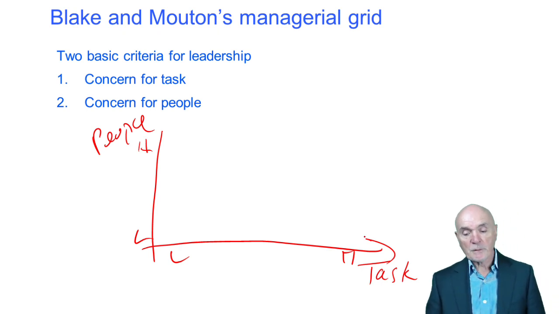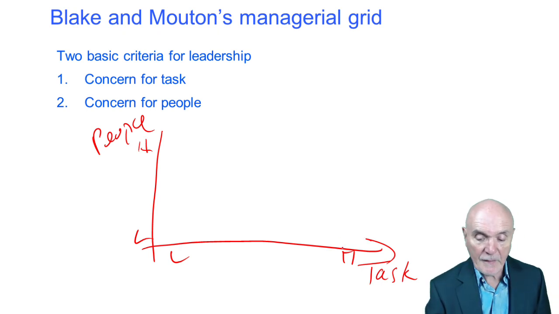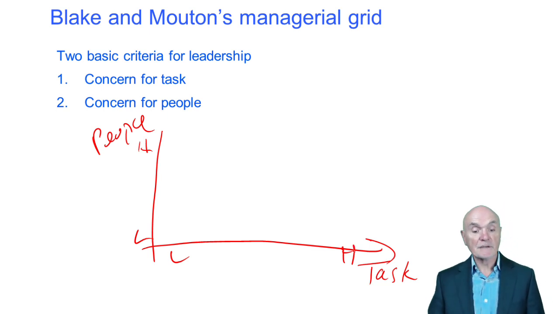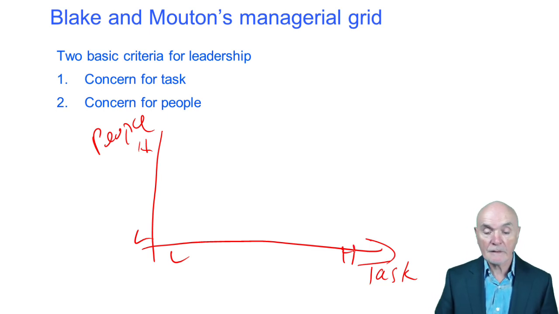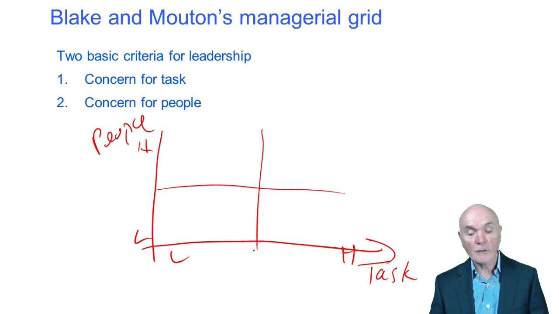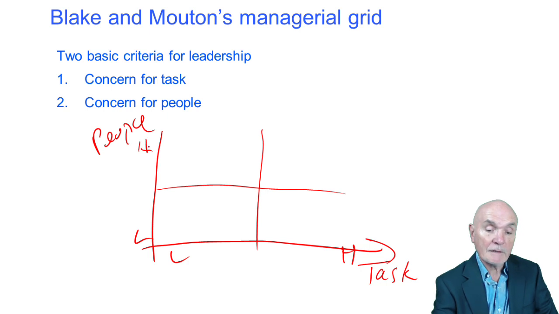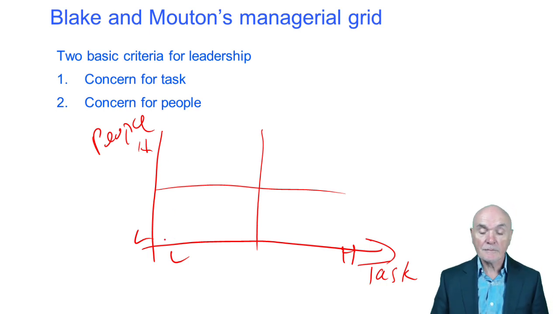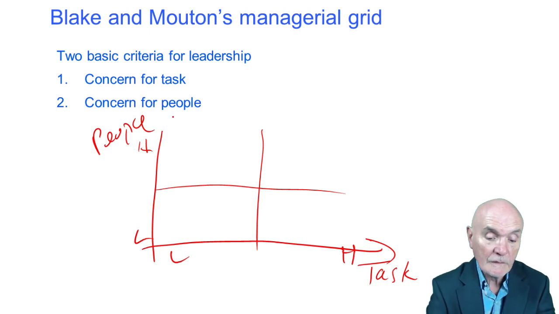It was originally developed as a method of appraising managers to see where they were maybe a bit weak and needed a little bit of training and so on. You can think of it as a grid here. Quite often coordinates are put on to this. But up here, where there was great concern for people and hardly any concern for task, this was what they called country club.